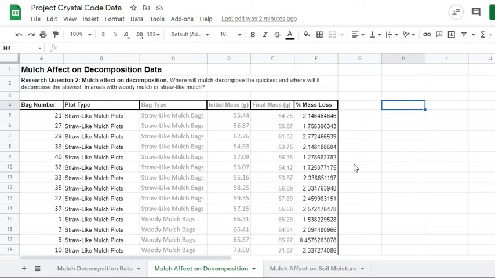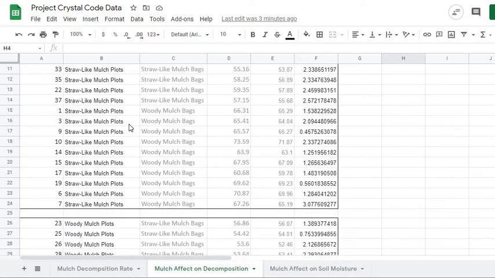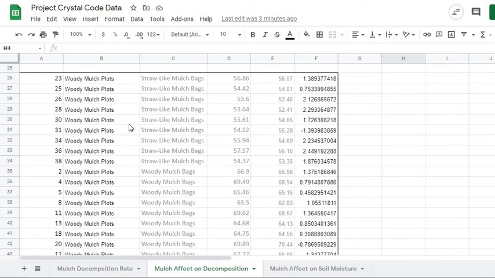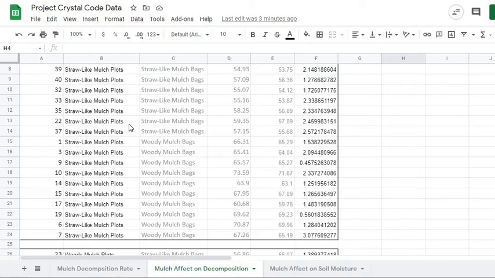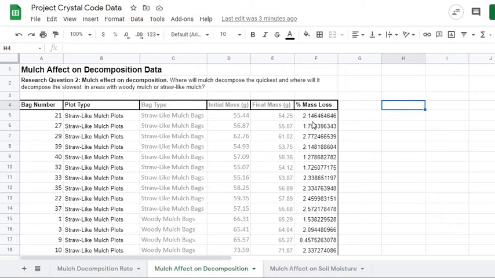So then thinking about mulch's effect on decomposition, this is actually the same data as the previous tab, but it's arranged a little differently because our question is, where will mulch decompose the quickest and where will it decompose the slowest? Areas with woody mulch or straw-like mulch. Like I said, it's the same data, but right now we have it organized by plot type. Where was the mulch bag placed? We have all of the straw-like mulch plots up here, and then all of the woody mulch plots down here. And still the same percent mass loss, or how much mass those bags lost over time. It's a mouthful.